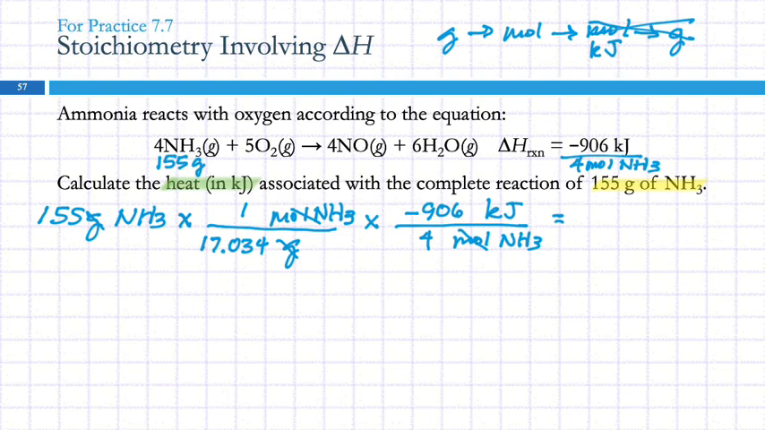So 155 divided by 17.034 times negative 906 equals negative 8244.1 kilojoules. Did I do my math right?